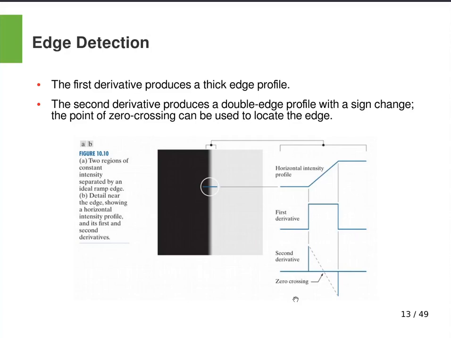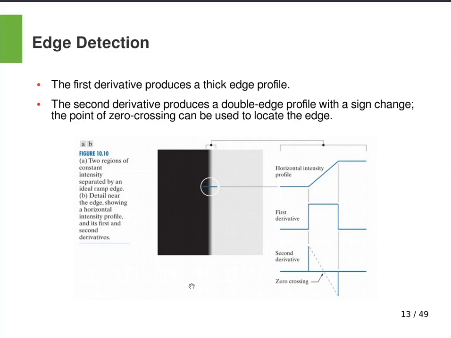On the other hand, for the second order derivative, we have two spikes, in which one is positive and the other one is negative, and that's what I mean by a double edge profile. So how can we locate the edge? By taking the average of the location of these two spikes, or basically wherever this line that takes the average crosses zero. So that is a way to locate the edge.